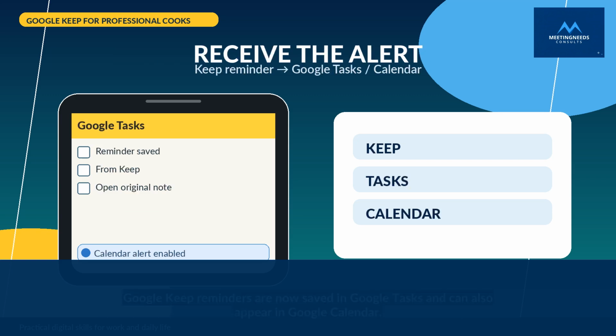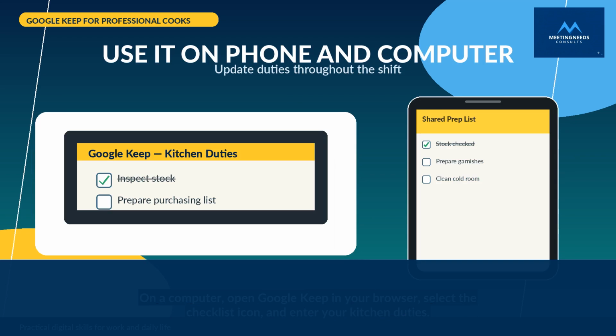6. Tap Save. A cook may set reminders such as remove meat from the freezer at 6 a.m. Begin food preparation at 8 a.m. Check the oven after 30 minutes. Confirm tomorrow's customer orders. Restock ingredients every Saturday.